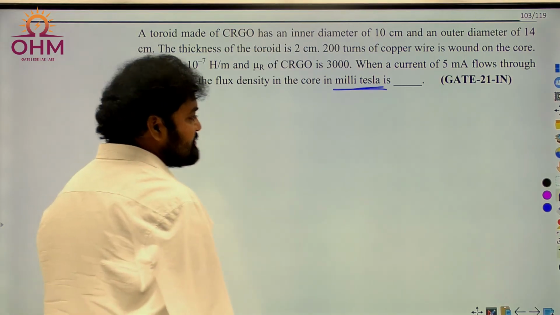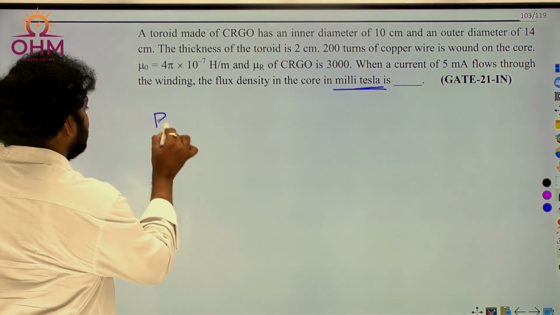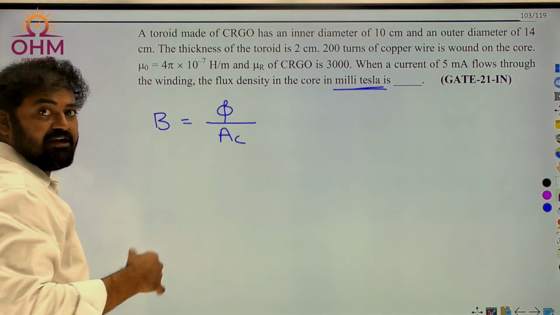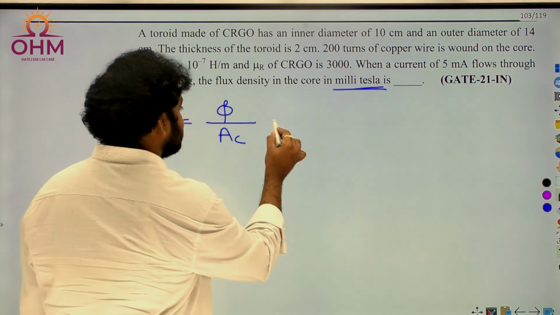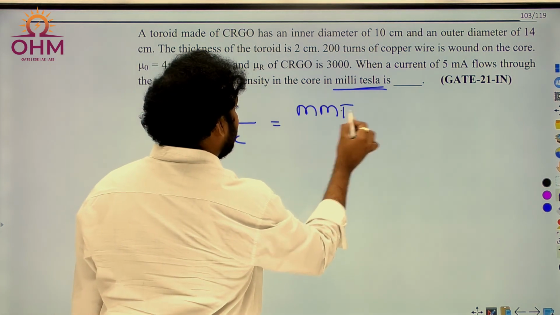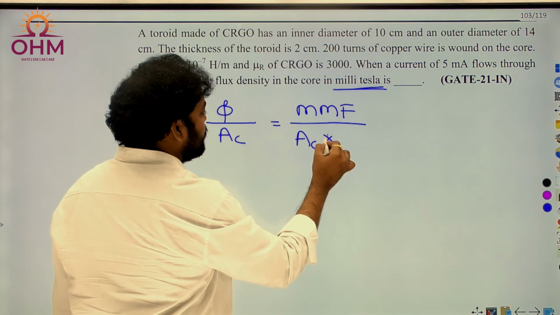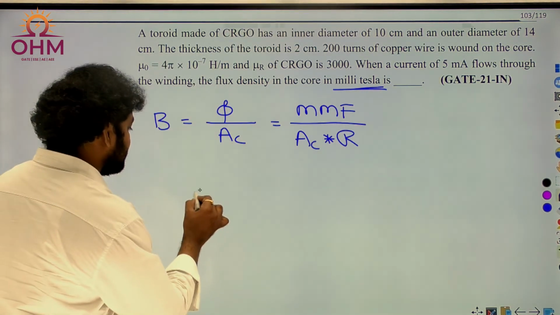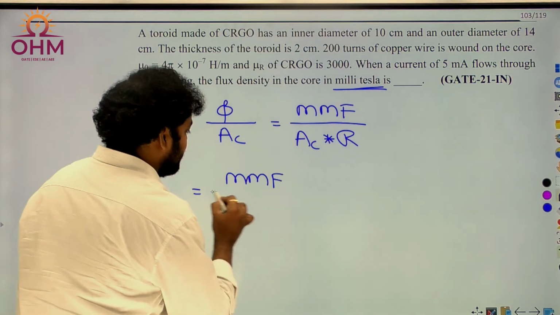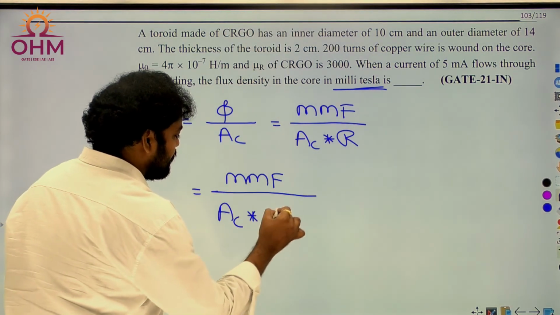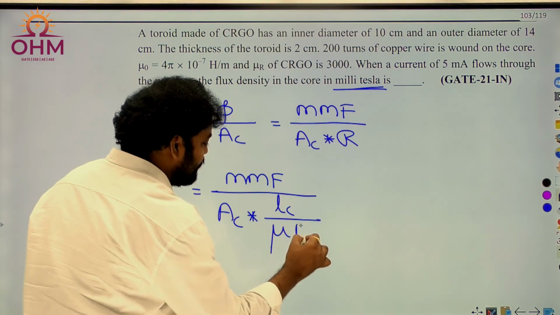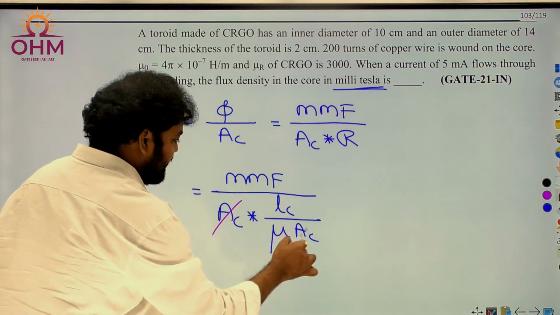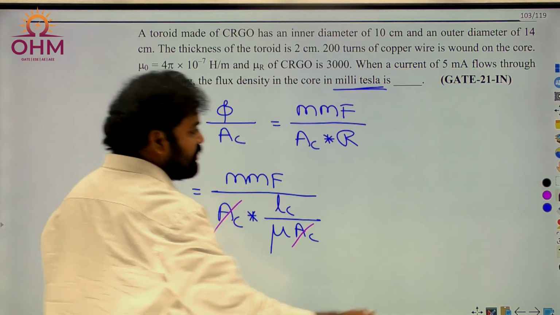So we know that flux density is equal to flux per unit cross-sectional area. What is the formula for flux? Flux is equal to mmf by reluctance. Therefore this will be mmf divided by area into reluctance. Again, what is the formula for reluctance? Reluctance is equal to length of the core divided by mu into cross-sectional area. Therefore, what is happening here? Area and area will get cancelled. Mu will go to the numerator.